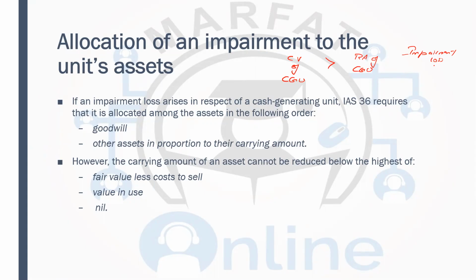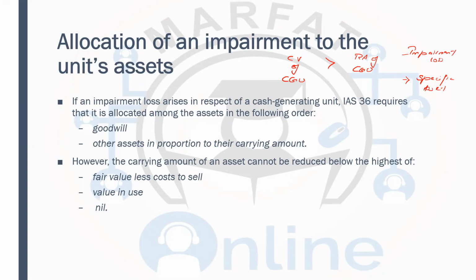Now, how should this impairment loss be recorded? First of all, it should be allocated to the specific asset. Specific asset means, for example, within the factory, you can see that a particular asset is redundant, a particular asset is damaged, or a particular asset has no value.